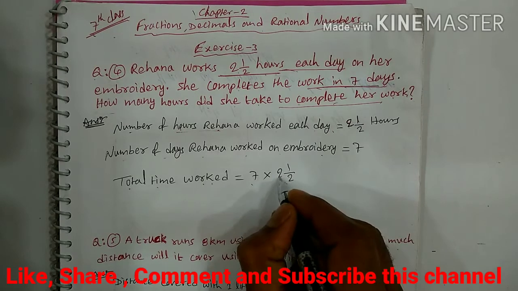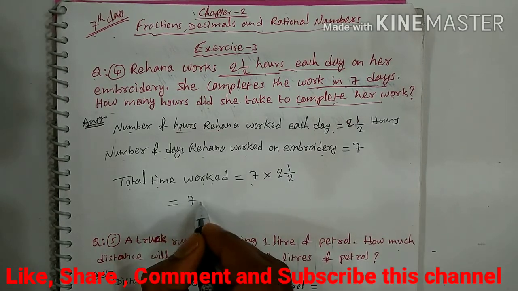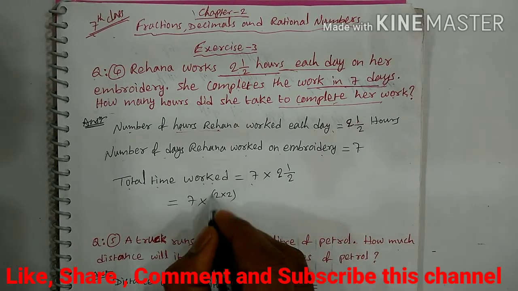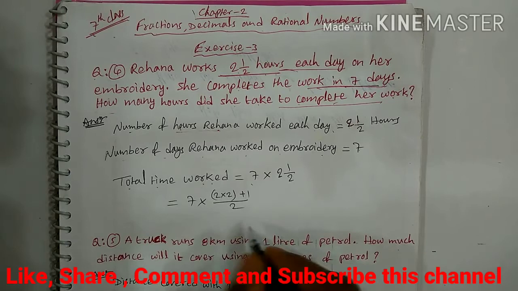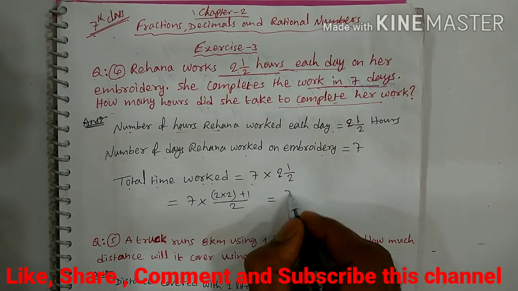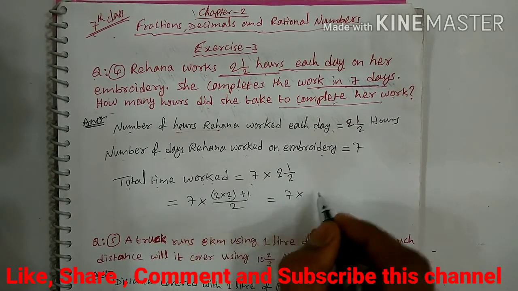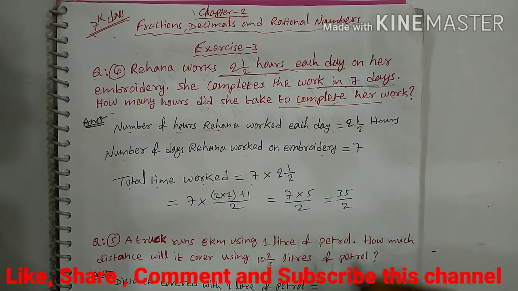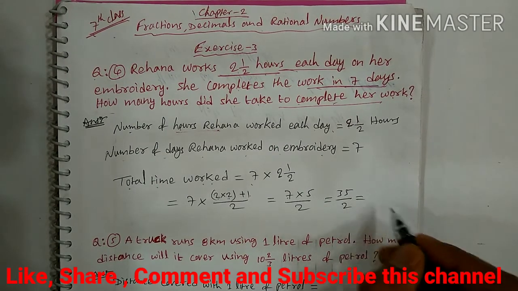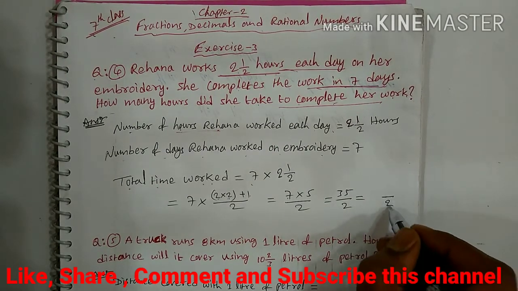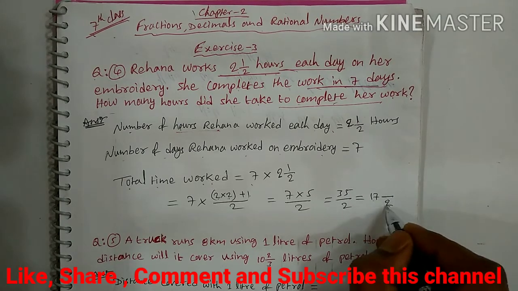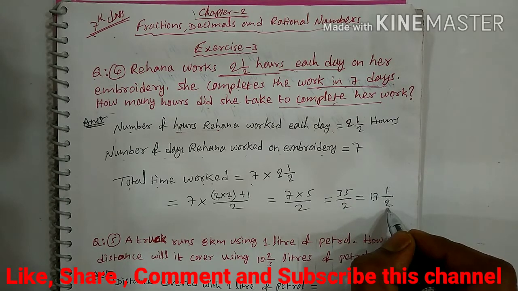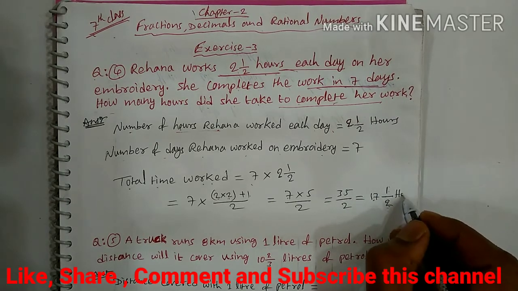2 1 by 2. This is equal to 7 into 2 1 by 2, which is 2 into 2 plus 1 by 2. This is equal to 7 into 2 2s are 4, 4 plus 1, 5 by 2. 7 5s are 35 by 2. This one you write in the mixed fraction: 2 in the denominator, 2 17s are 34 plus 1, 35. 17 and a half hours she worked.